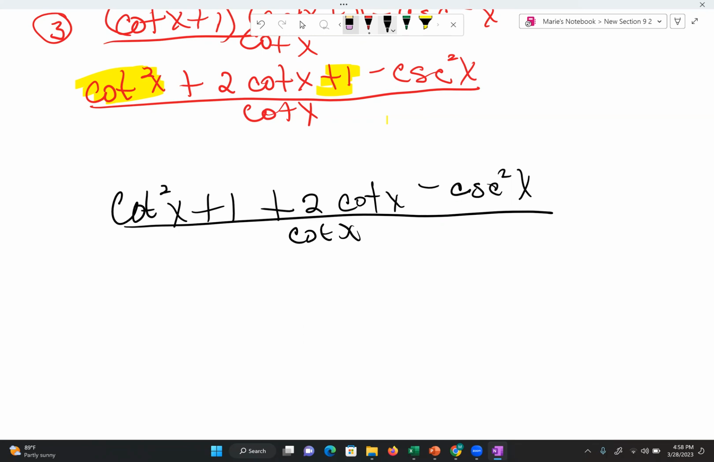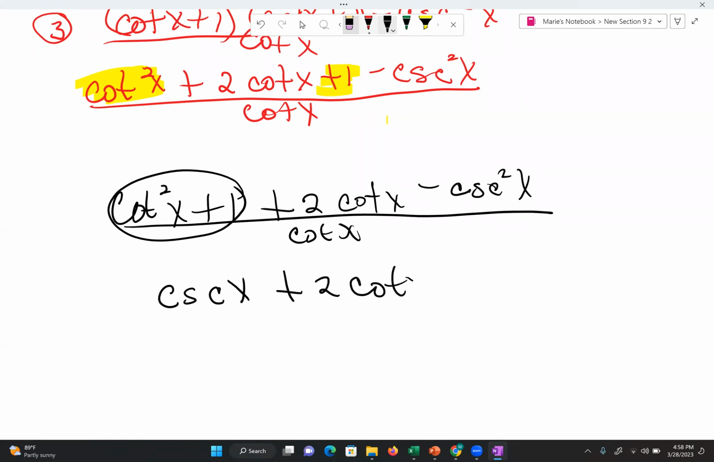Okay, so this reduces to cosecant. All of this reduces to the identity cosecant x plus 2 cotan x minus cosecant squared x, and again, all of this over cotan.